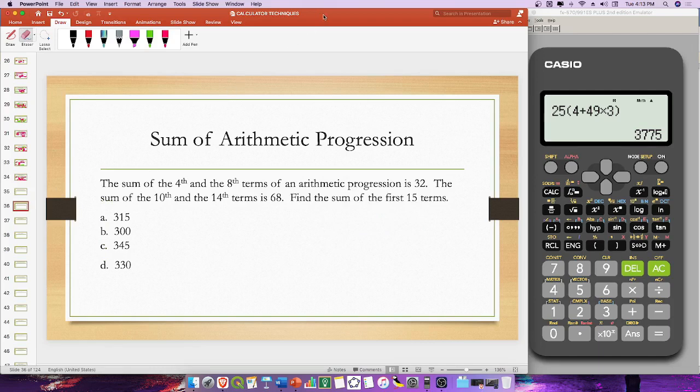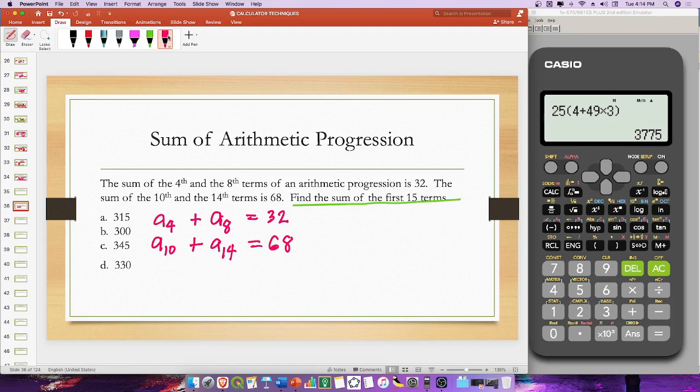How about this one? Let me read the problem first. The sum of the fourth and eighth terms of an arithmetic progression is 32. Take note, I will write this as the sum of the fourth term and the eighth term, A4 plus A8, equal to 32. And the sum of the 10th term and the 14th term is 68, so A10 plus A14 is 68. That's how you write your equations.